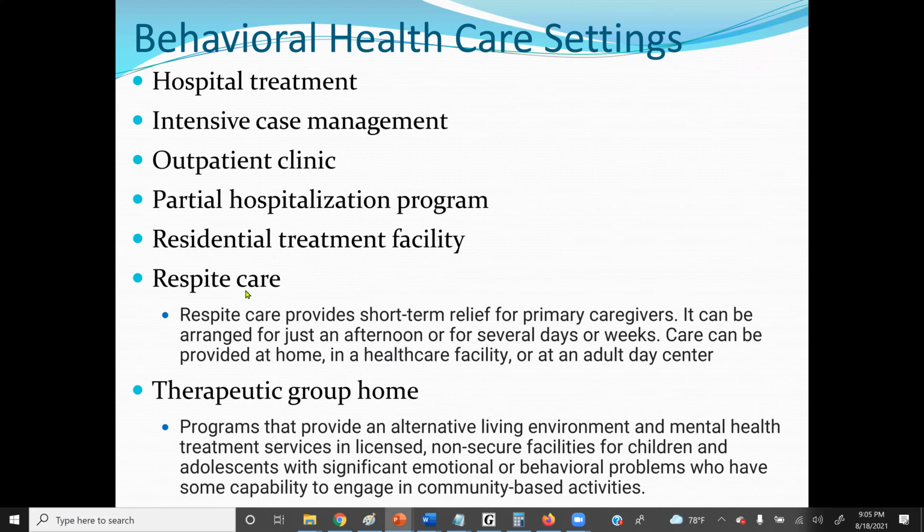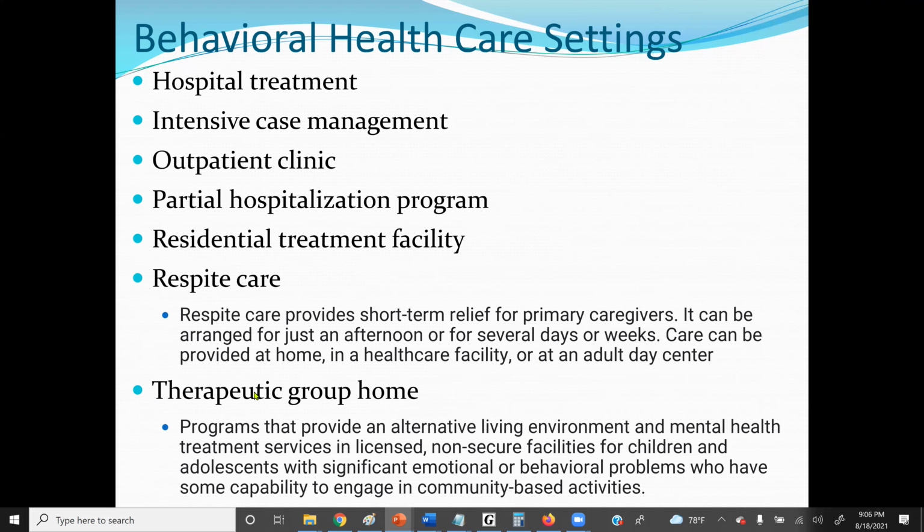We also have respite care. Normally, respite care will provide a short-term relief. That's the main difference with residential treatment facility. Respite normally is a short-term relief for primary caregivers. It can be arranged for just an afternoon or for several days or a week. Care can be provided at home, in a healthcare facility, as an admission, or at an adult care center.